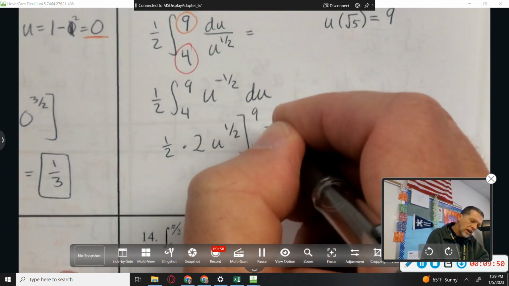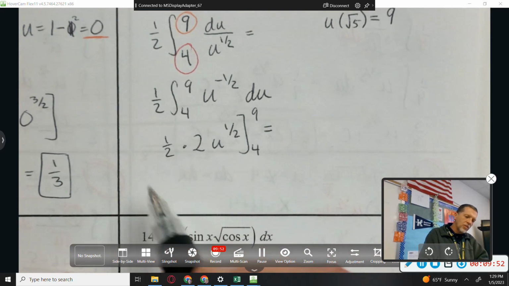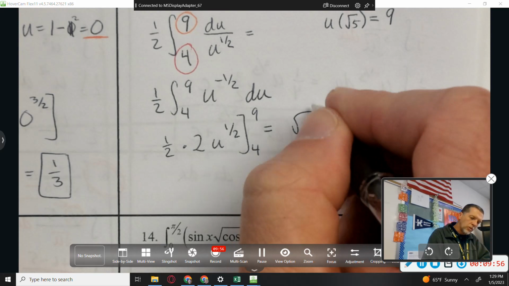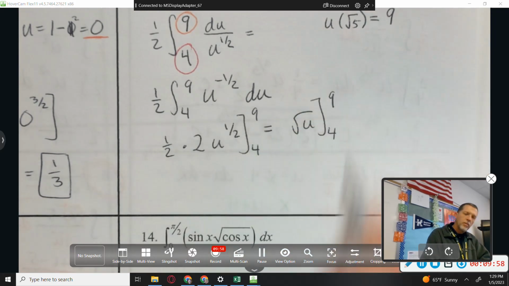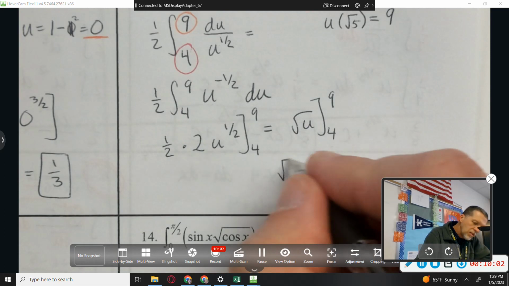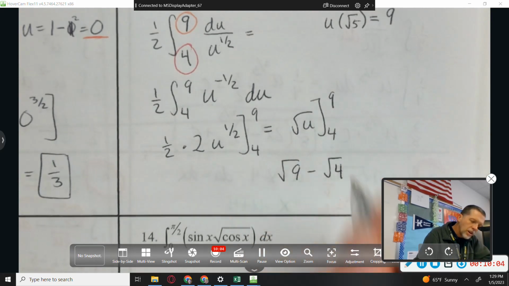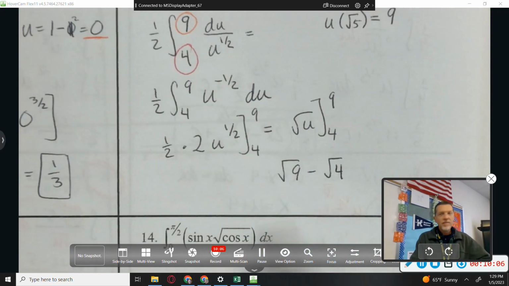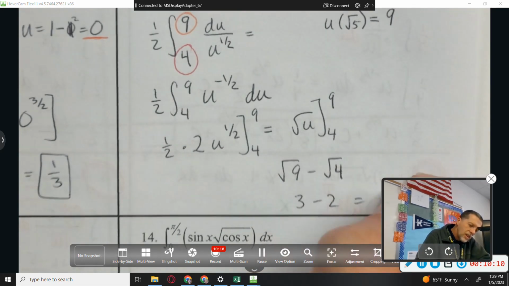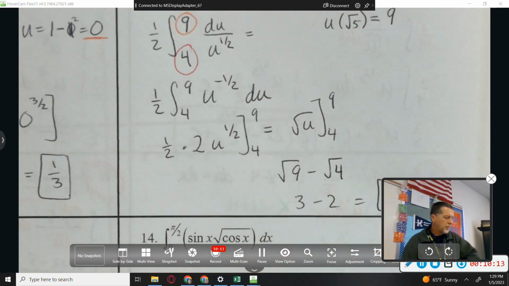From 4 to 9. I'm going to cancel the 1/2 and the 2. So really this is just the square root of u from 4 to 9. It turned out to be kind of nice. Square root of 9 minus square root of 4. That's a safe stop answer. So you would be good to leave that. But 3 minus 2 is 1.